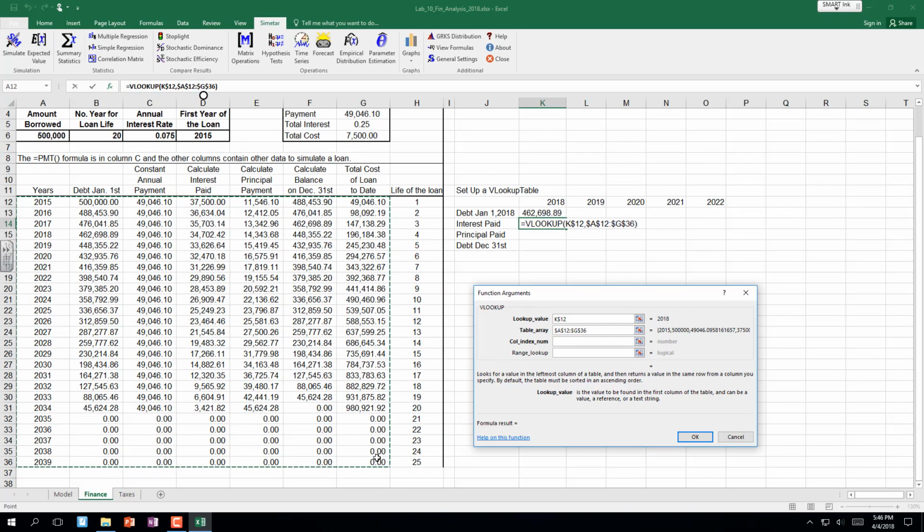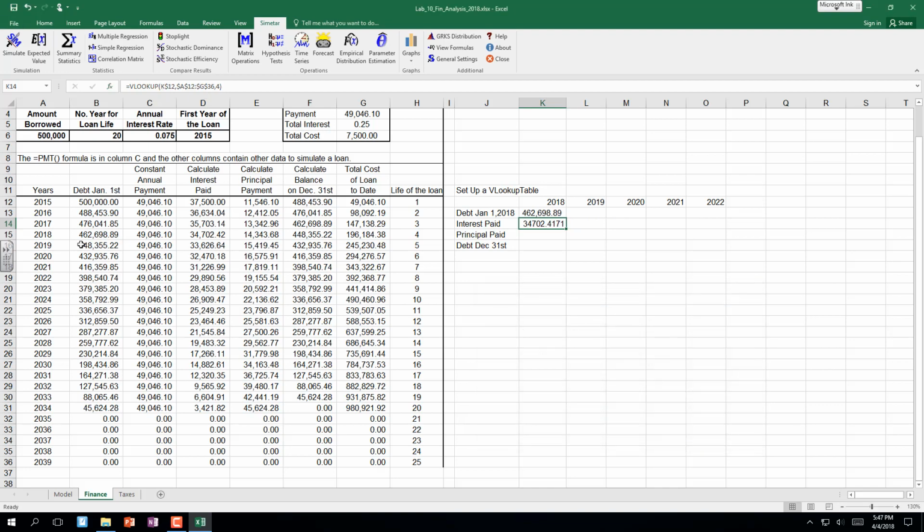And I'm going to hit F4 on that because I'm going to use that same array function for all the years and all of those variables. Okay? Now the column I want to pull out of there is interest, and that's column, let's start counting columns. 1, 2, 3, 4. So if I put a 4 right there, okay, everyone with me? And I hit enter, it gave me $34,702, and that's how much interest I've got to pay.